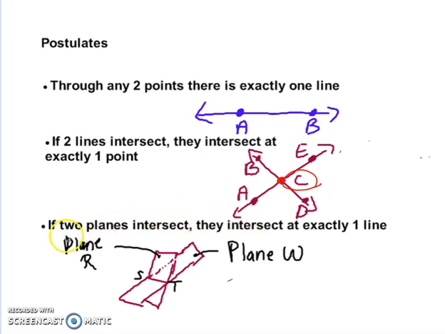And our third postulate, if 2 planes intersect, they intersect at exactly 1 line. So if 2 planes intersect, you can see here, we have plane W, and plane W is intersecting with plane R. And you can see this line here that has the points S and T, and that would be the line that they intersect at.